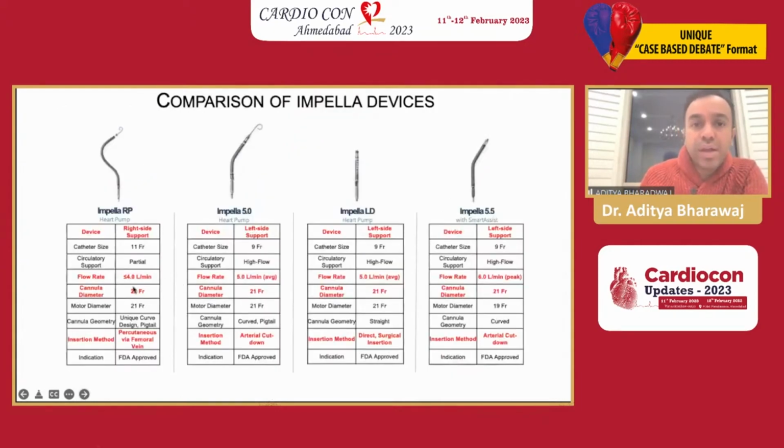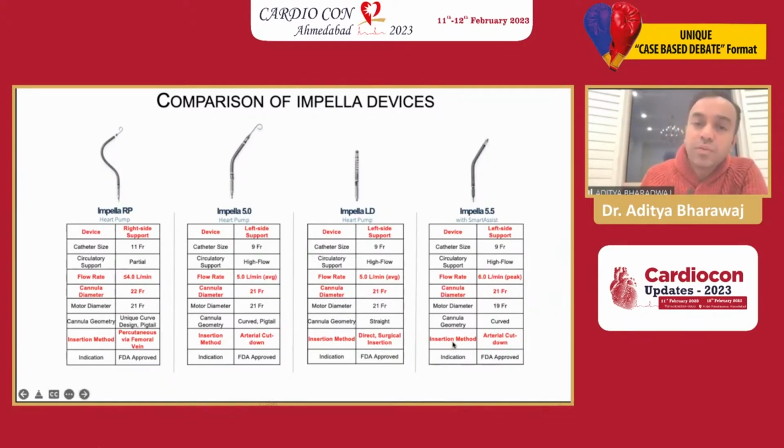So this is just a comparison of the devices. Like I said, RP is a right-sided device, 22 French, and insertion method, like I said, percutaneously via femoral vein. Impella 5.0, LD, and 5.5 are all left-sided devices, provide left-sided support, provide a forward cardiac output of about 5 to 6 liters per minute. And these are surgically implanted. So either you need an arterial cut down, most commonly implanted through an axillary cut down.